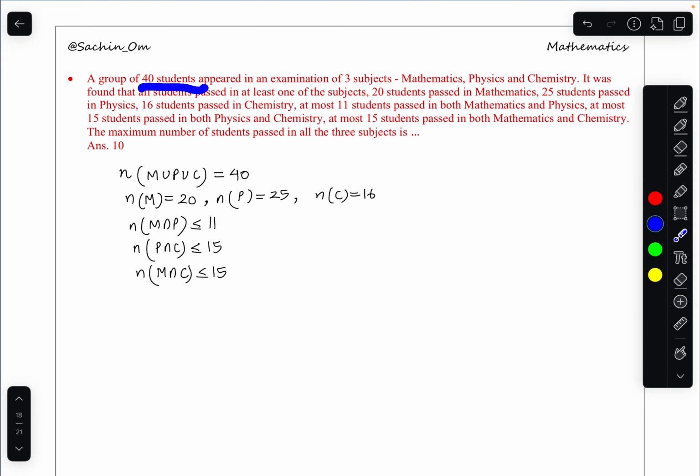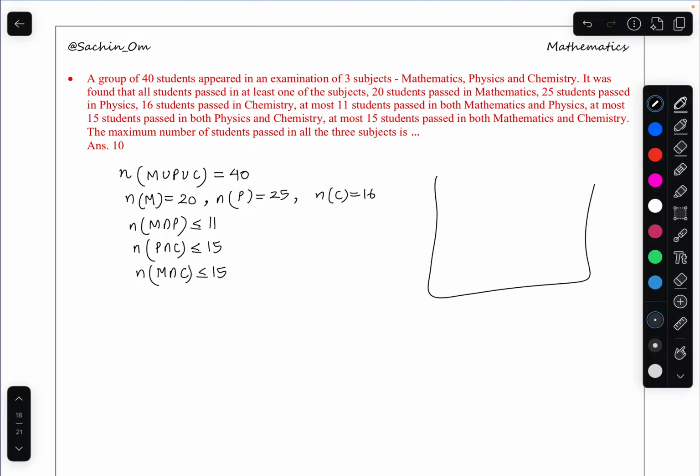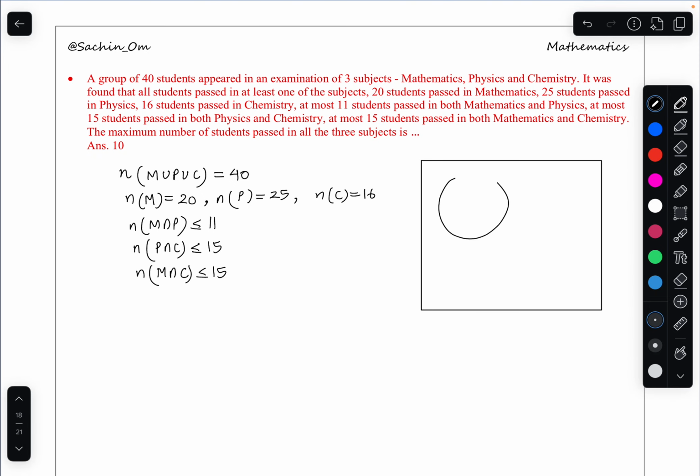So 40 students is the group. It is found that all the students passed in at least one of the subjects. That's this information. 20 study maths, 25 physics, 16 chemistry. That's this. At most 15 passed in both. So 11, 15, and 15. These are the quantities. The maximum number of students who passed in all three subjects is what we are supposed to find. So it's similar to what we did in the last question. We are supposed to deal with the intersection of the three subjects, X here.